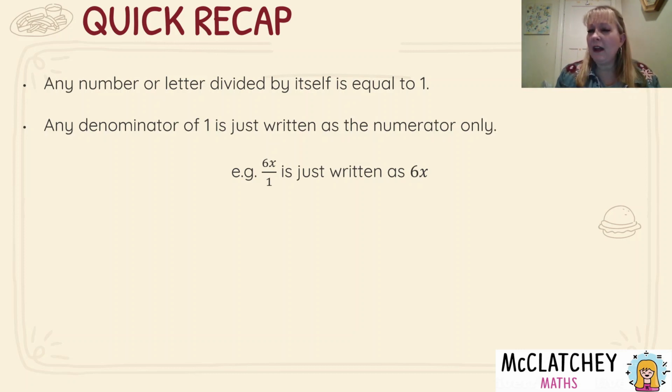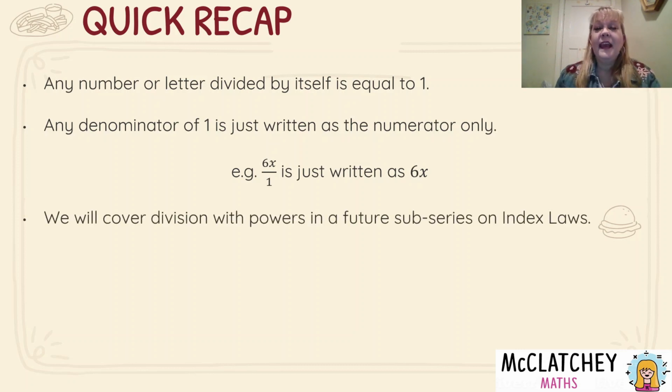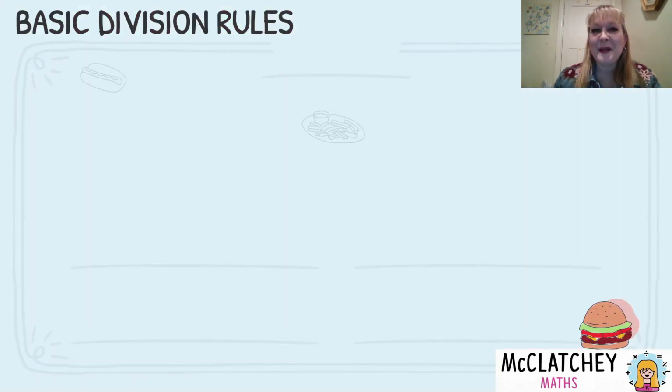Now you might be wondering, well, I haven't really seen 6x over 1 very much. They always write 6x in my textbook, so why are you showing me this as a fraction? Well, when we do some of our worked examples, some of your answers might end up being a fraction over 1, in which case you don't need to write it as a fraction anymore. You just treat it as a whole number. And we're going to look at powers in our future sub-series on index laws. So we're not going to get into powers in this video today, but dividing different algebra fractions using powers is an important skill. So just be aware that's coming up soon.